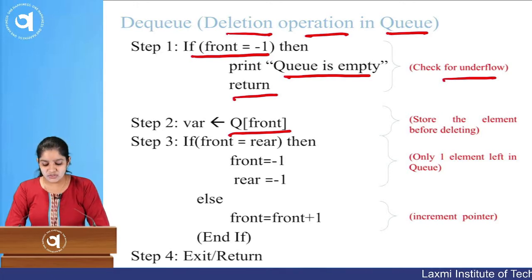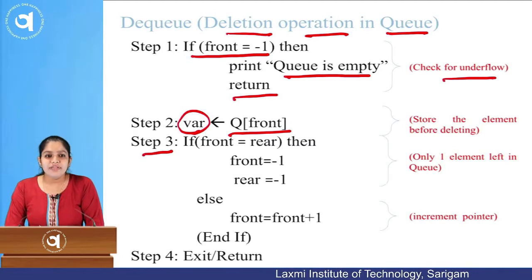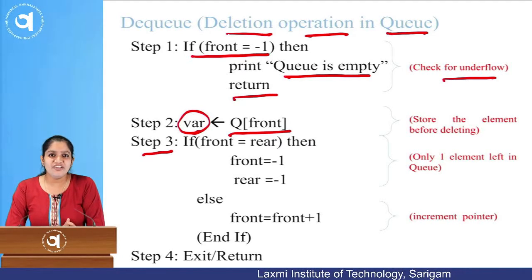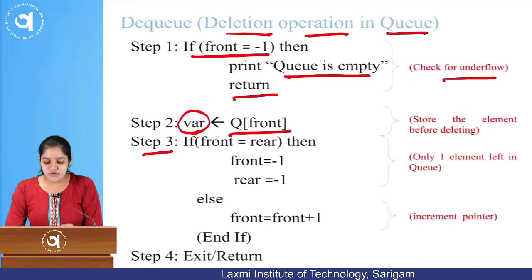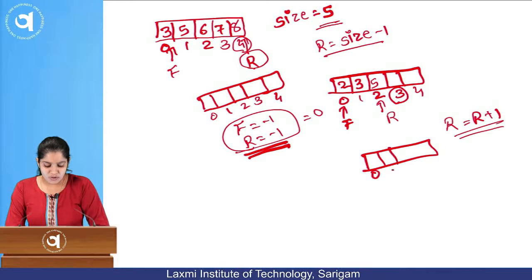So, for that we are storing it in some variable. You can take any variable, here I have taken var. Now, the next step, step 3, that we are checking if there is only one element in our queue. Usually, suppose we have this queue with positions 0, 1, 2, 3 and 4.